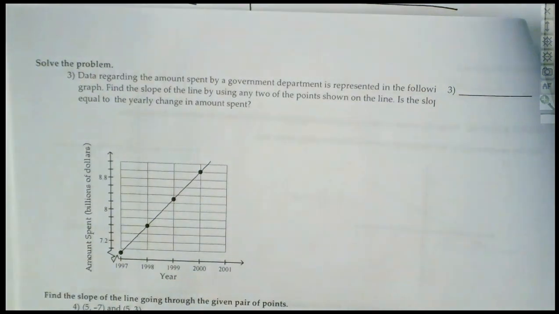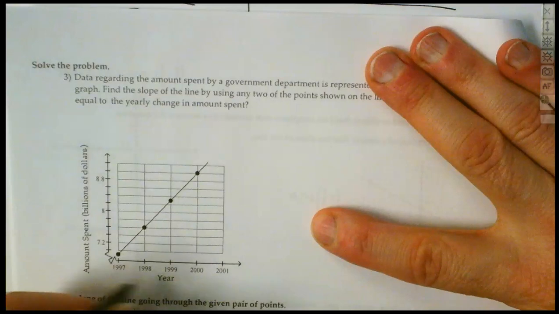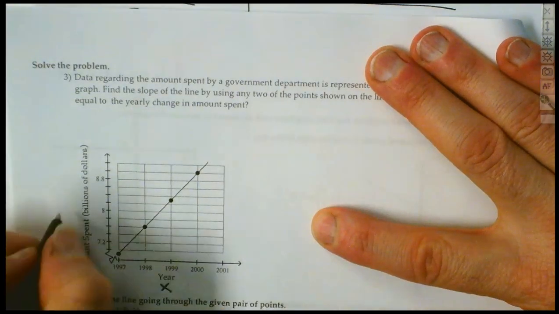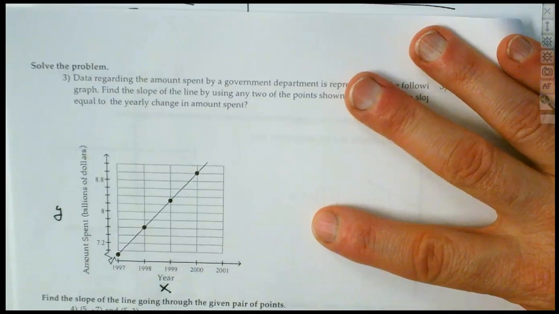Okay, so I want to make sure that we can see our points here and make sure we know what our ordered pairs are. Remember, this is your X and this is your Y. Now, we need to come up with ordered pairs. I'm going to make sure we see how this graph works so we can get our ordered pairs here.